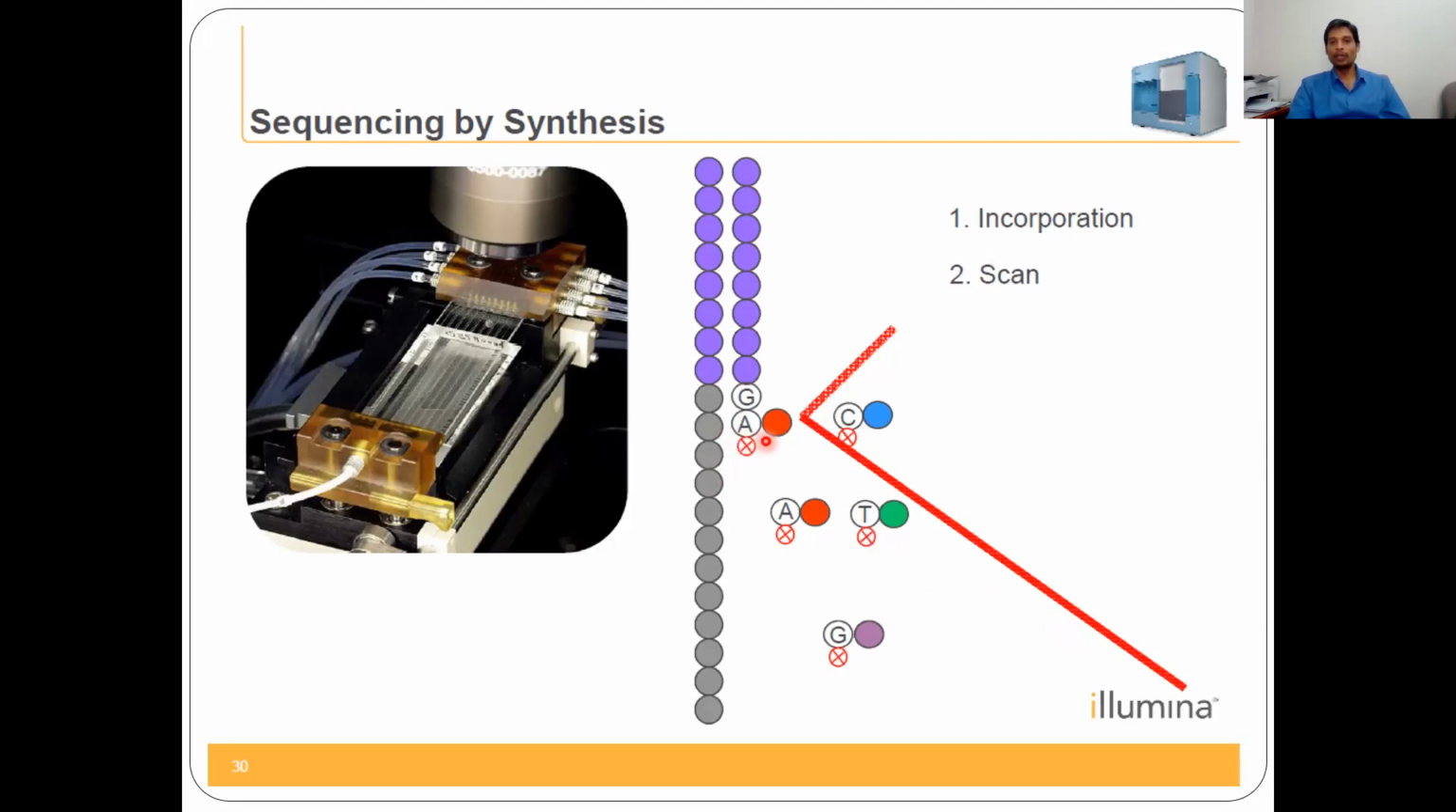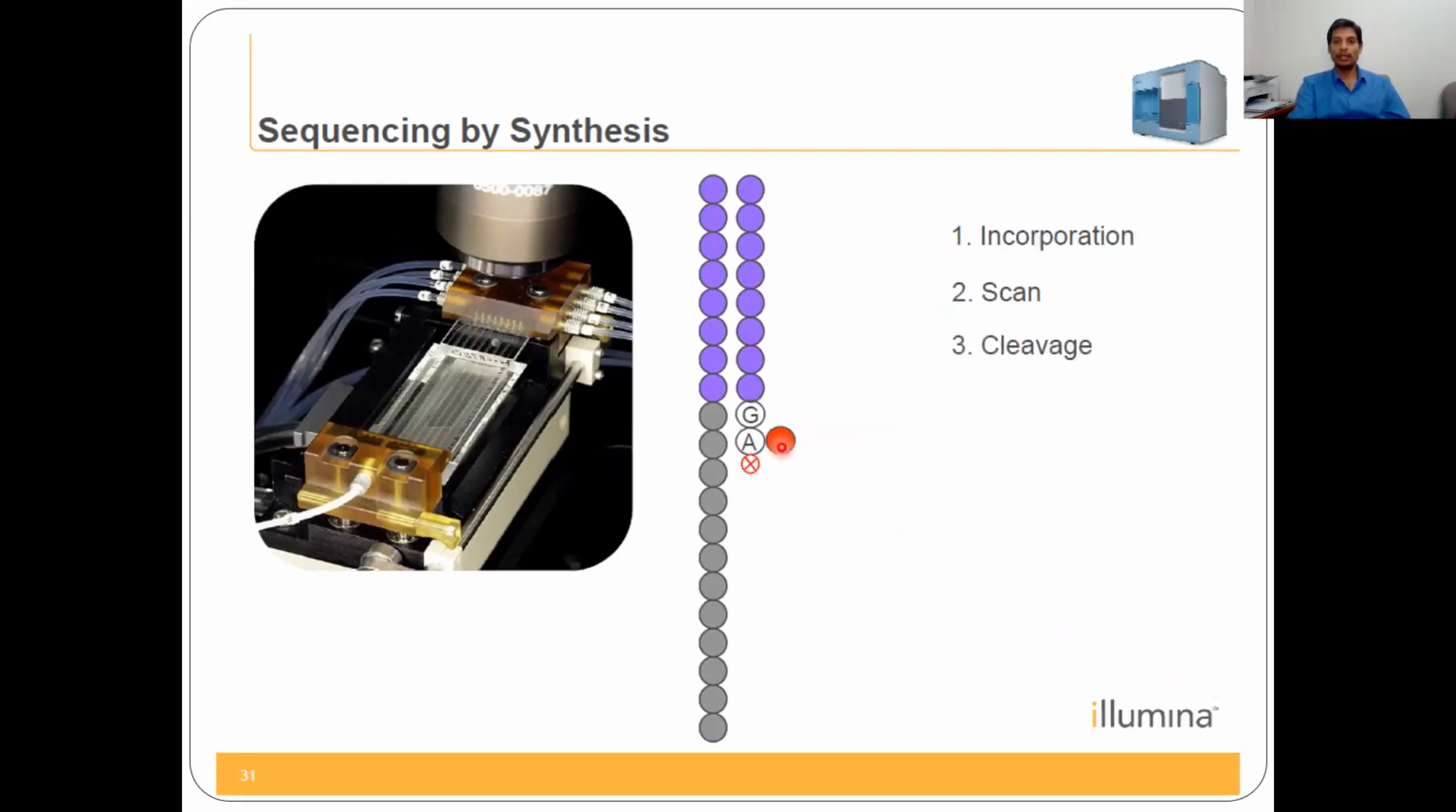And here the fluorescence will be released, maybe red, which the detector will scan and capture, and store the information as this is the red. And then after that, again cleavage, remove the blockage. And thus for every single nucleotide, you are going to do these steps: incorporation, scanning, and cleavage. Okay, so scanning is actually, it is like taking a photo.